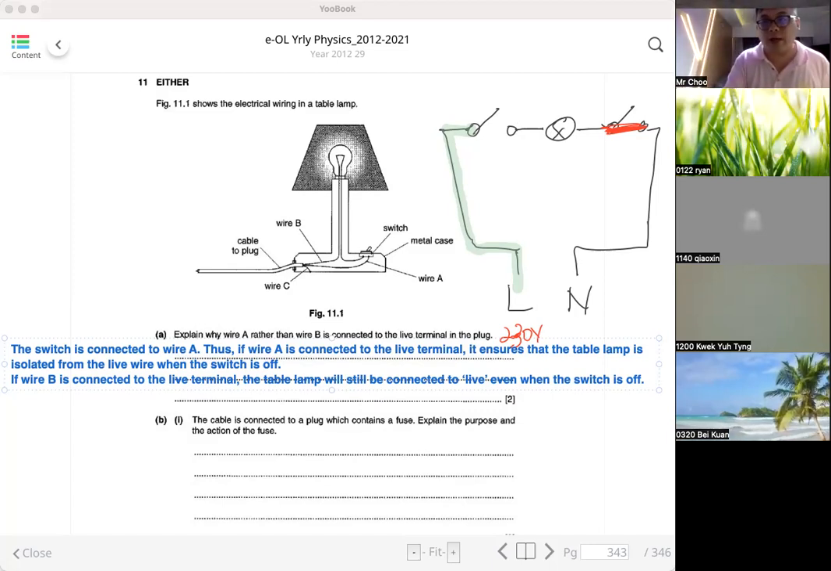I've been reading your answers, Hao Ray's, as well as Yi Ting's and Oscar's. All of you tell me that when I put the switch in the neutral, there will be current flowing through. That is incorrect. When there is a switch in the neutral, your bulb will be live, but there will be no current flowing through. But if you put your switch in the live wire, your bulb will not be live. Is that clear? So can you please rewrite and then show me the answer now?